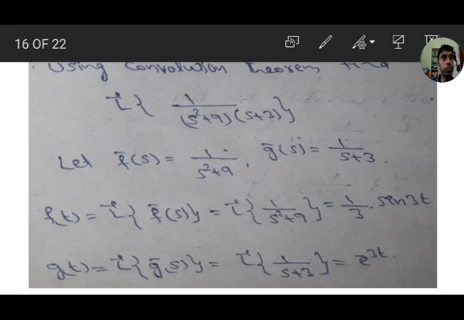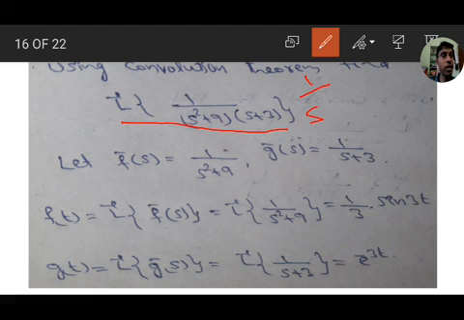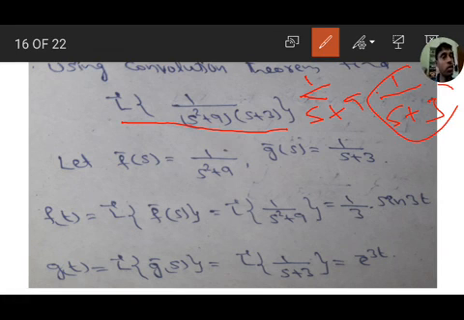Next problem. Using convolution theorem, find L inverse of 1 by (s square plus 9) into (s plus 3). Here there are two functions: 1 by s square plus 9 is one function and 1 by s plus 3 is the other function, a product of two functions. So which one is taken as f bar s? It is a simple function g bar s.